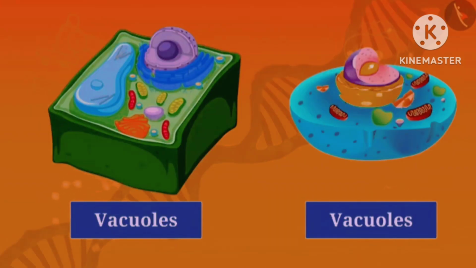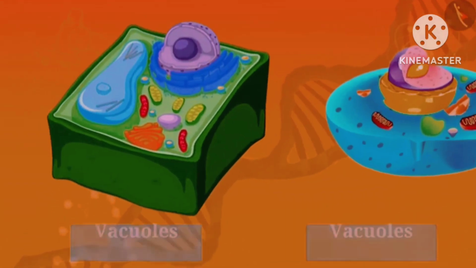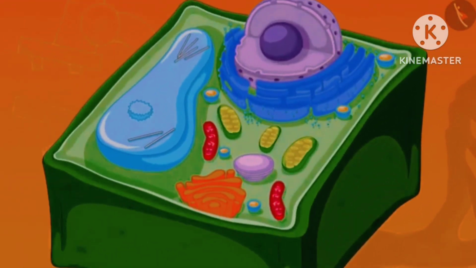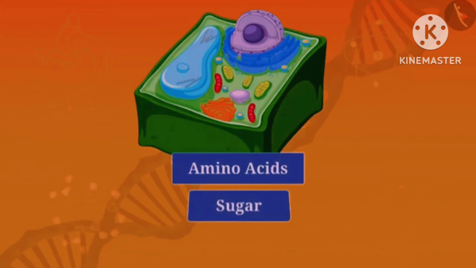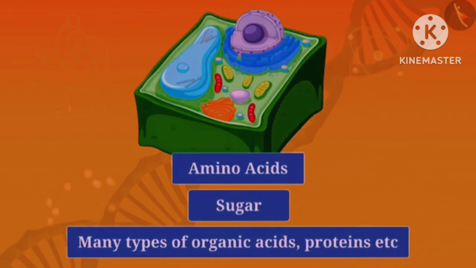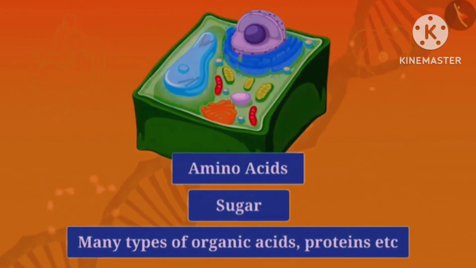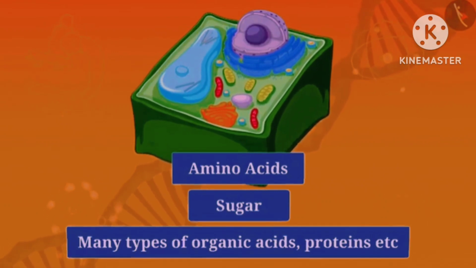Friends, do you know where all necessary substances are stored in the cell? Yes, in the vacuoles of the cell. Vacuole is a collector of liquid and solid substances such as amino acids, sugars, many types of organic acids, proteins, etc., which are very essential substances for plants.